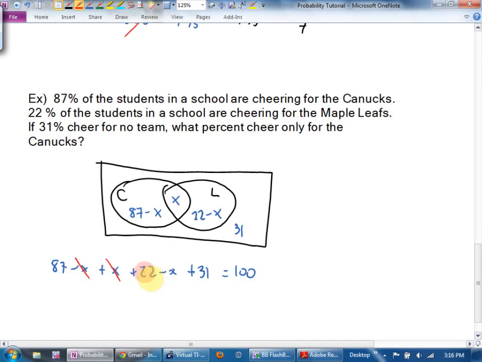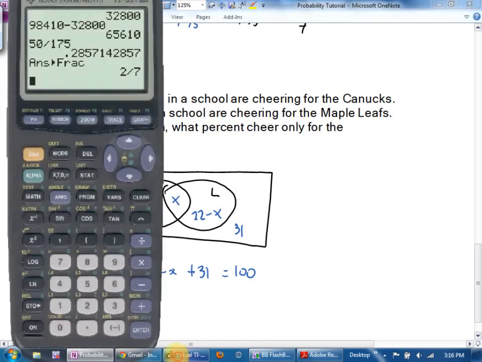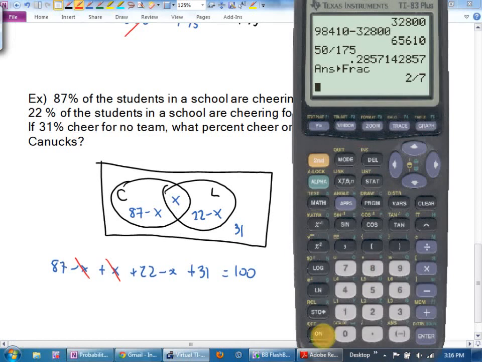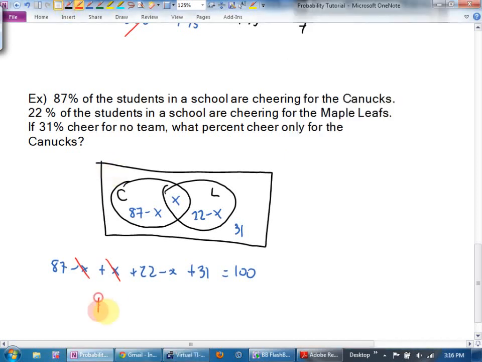Oh, heck, Mr. Duick, don't make a sloppy math mistake at this juncture. And I get 140 minus X equals 100. What's X? And now I can fix this. I can say, hey, that's 40.